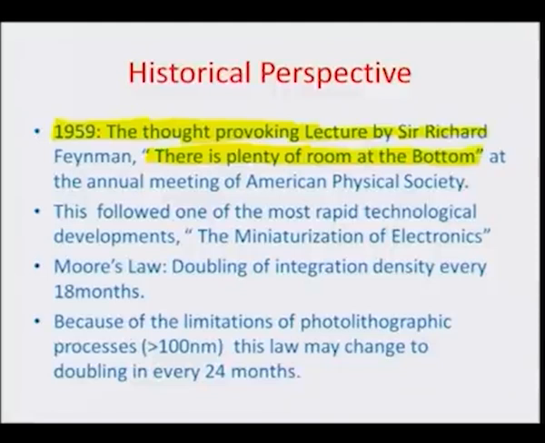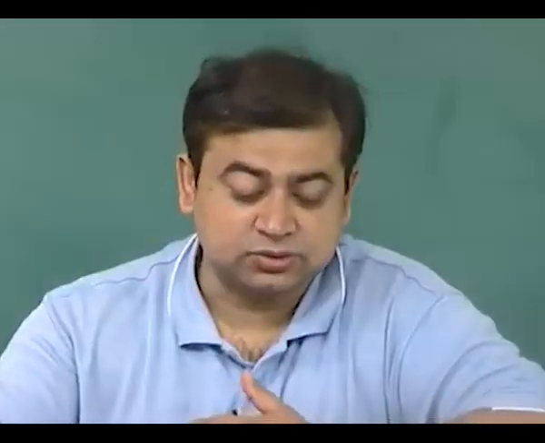This really followed one of the most rapid technological developments, which is also known as the miniaturization of electronics, or microelectronics, as we call it nowadays. And there was this very famous law called Moore's law, which came into being from a business perspective, where it was pointed out that the miniaturization density would essentially double every 18 months, which means that the number of circuits you can print onto a small square area would go twice with the passage of about 18 months or so.